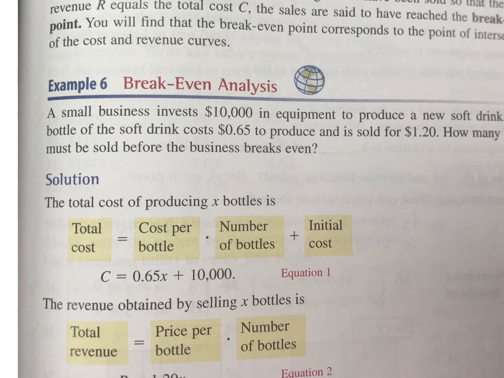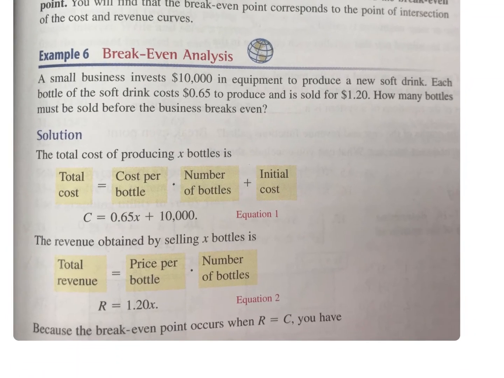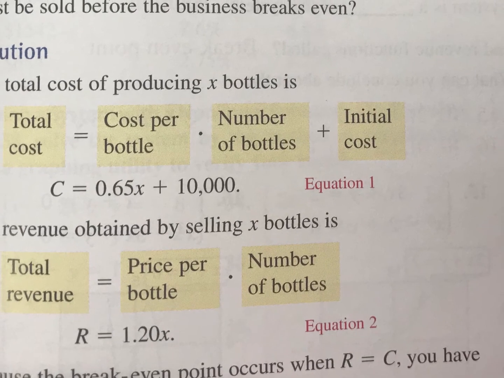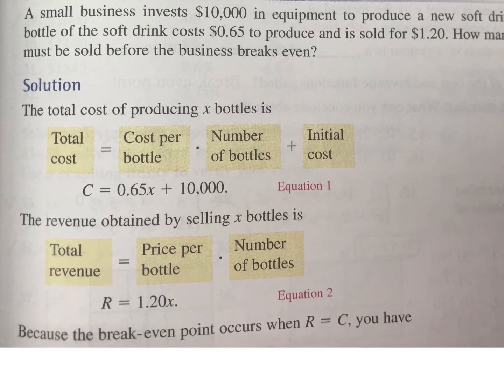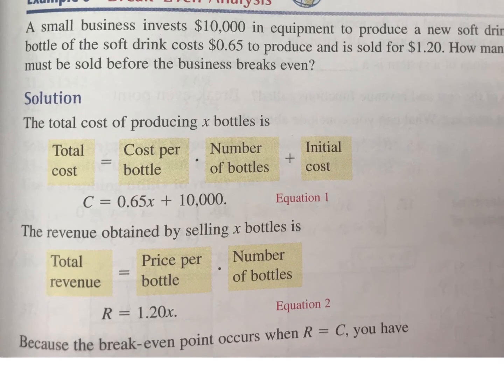So when they talk about a break-even point or an equilibrium point, they're telling you to take the two equations and set them equal. In this question, I left the solution here so you guys could see how to set it up. If a small business takes $10,000 and invests it, that's a cost, correct? It's coming out of your pocket. And it costs 65 cents per bottle to produce something. That's a cost. So that's where this 0.65x, x is the bottles, plus 10,000 comes from. That's what this person has invested.